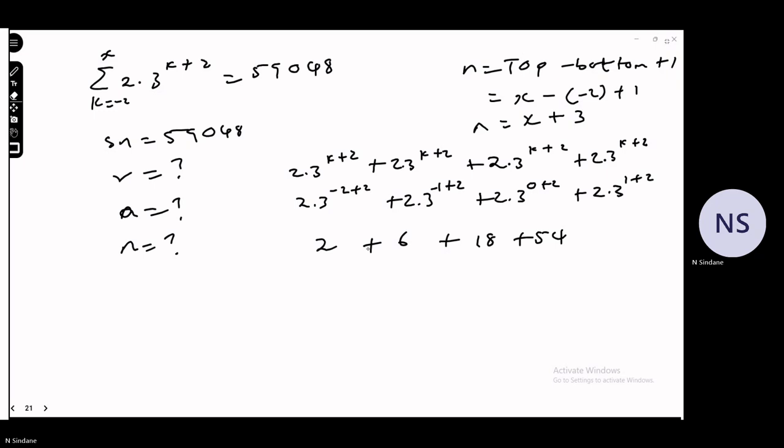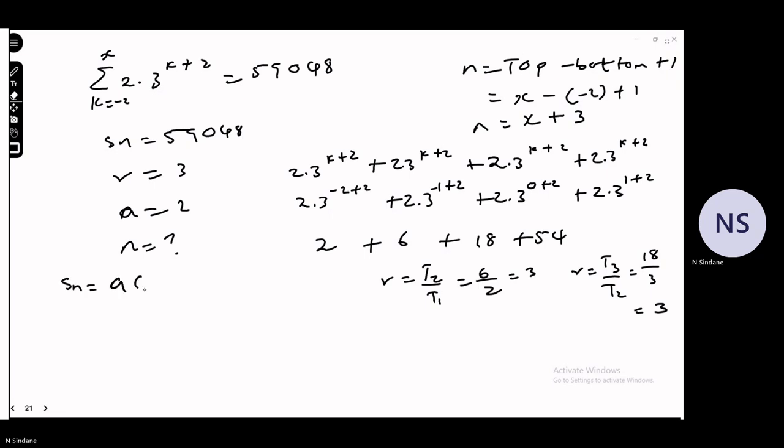Right? And then r is equal to t2 over t1, which is 6 over 2, which is 3. Again, r is equal to t3 over t2, which is equal to 18 over 6, which means r is equal to 3. Then we know what r is now, and we know what a is. R is 3, a is 2, right? Then we can use this formula, Sn is equal to a (r to the power n minus 1) divided by r minus 1, right?